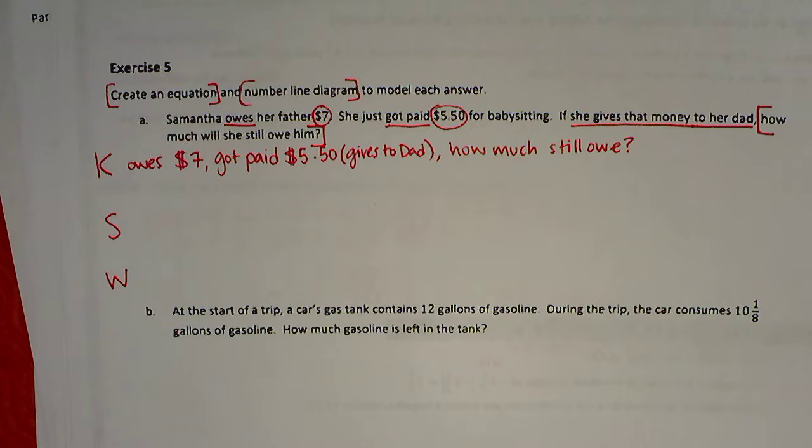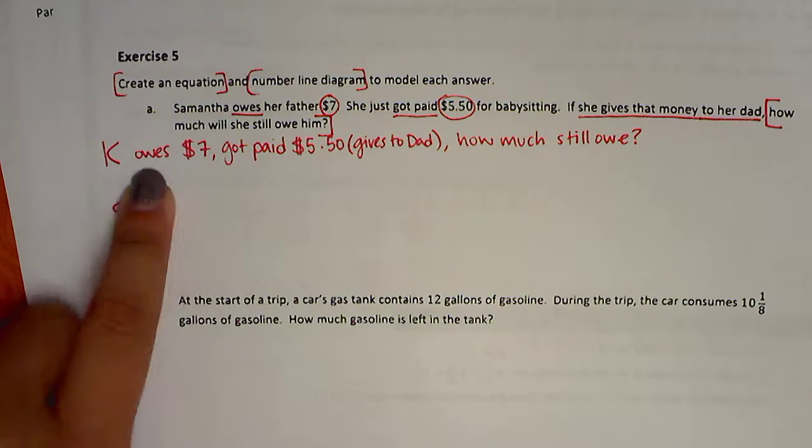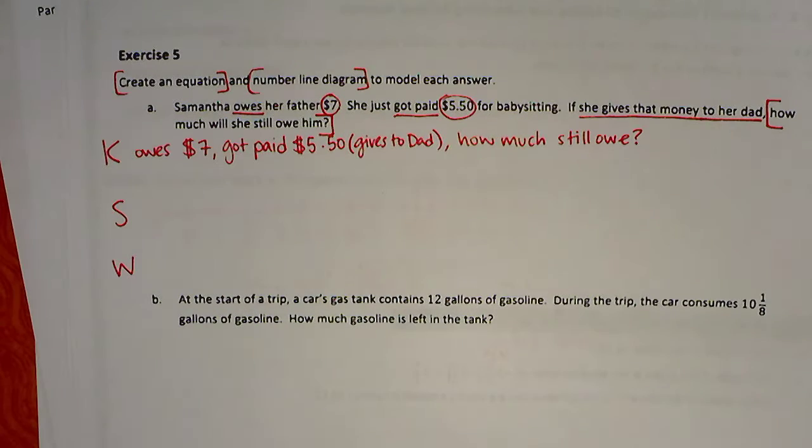Okay, together we've underlined things like Samantha owes her father $7, so I circled 7. She just got paid $5.50 for babysitting. If she gives that money to her dad, this question is asking how much will she still owe him. So the no part, I'm rewriting some things that I know. I know she owes 7. She got paid $5.50 and she's going to give that to her dad. They want to know how much does she still owe him.